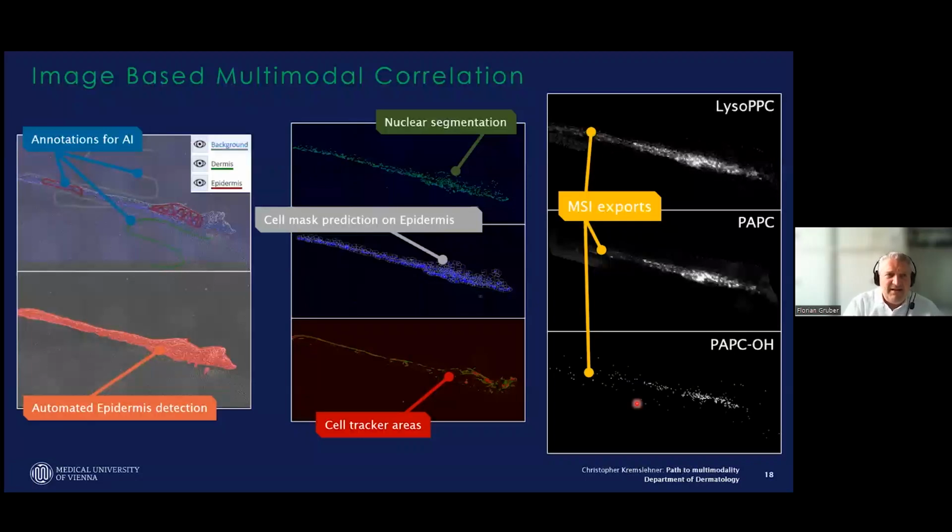And now we also applied a similar image-based workflow to correlate the data from the lipidomic analysis. So again, AI annotation, nuclear segmentation. And then, of course, it was very tedious, because the resolution of the images is very, very different. It's on very different scales, and so we had to transform and warp the images to bring the MSI lipid intensity data into a form that can be co-registered with the much higher resolving microscope data.